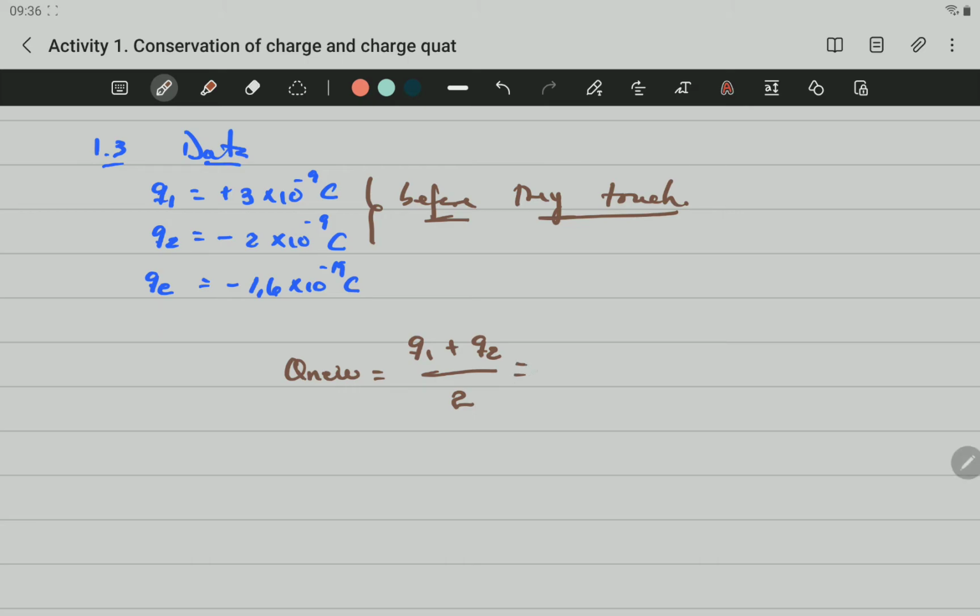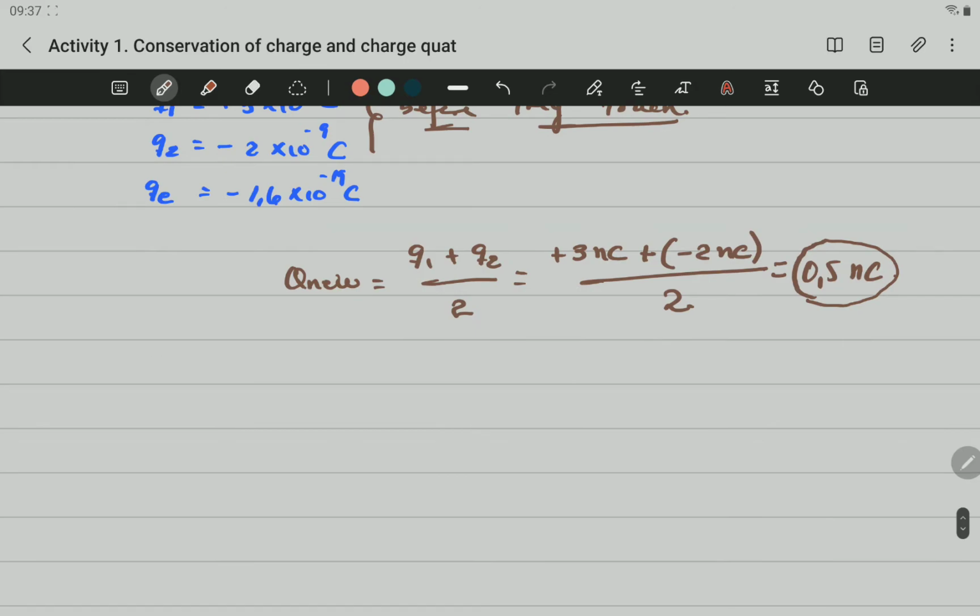So Q1 is equal to positive 3. You can work in nanocoulomb or you can work with coulomb. It does not really matter. Let's work in nanocoulombs and then we convert the final answer. Plus Q2 is minus 2 nanocoulombs, divided by 2. So this calculation is going to be equal to 0.5 nanocoulomb. So this is the charge of each sphere after they touch.